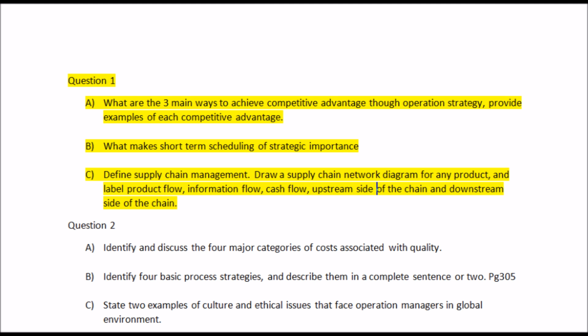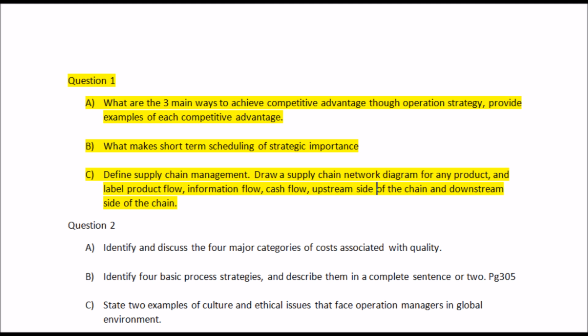Now, label product flow. So how does product flow in a supply chain? How does water flow in a river? Downstream. Downstream, that's right. So the product flow is going to come down towards the consumer. So that's just in one direction.